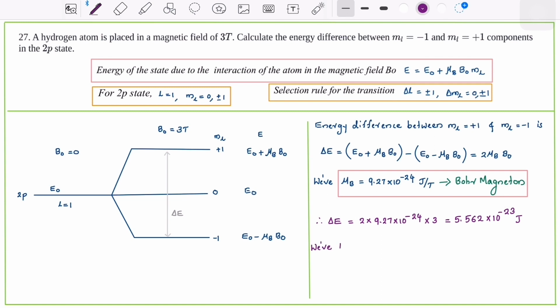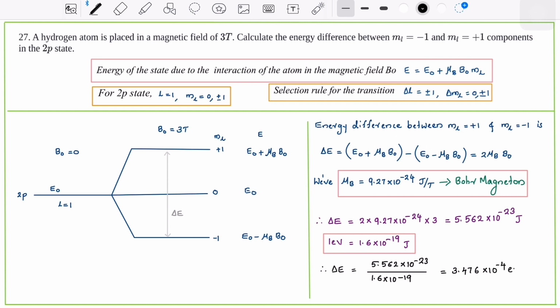Let us convert this joule to electron volt, and we know that 1 electron volt is equal to 1.6 times 10 raised to minus 19 joule. Now we can write the energy difference in terms of electron volt. Delta E is equal to 5.562 times 10 raised to minus 23 divided by 1.6 times 10 raised to minus 19. Now the answer will be in electron volt, and this is equal to 3.476 times 10 raised to minus 4 electron volt.